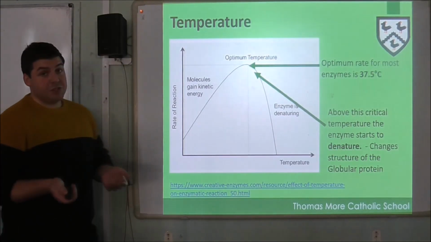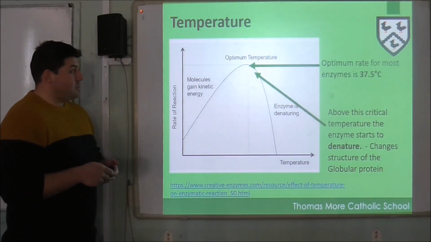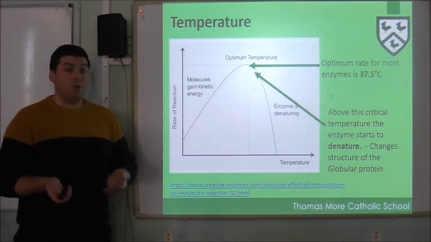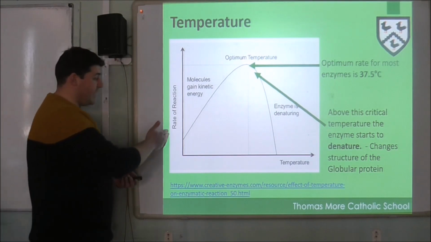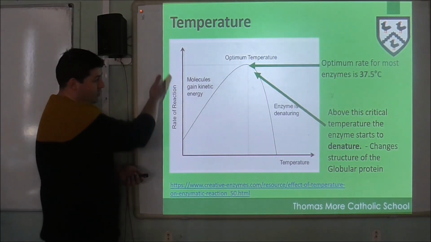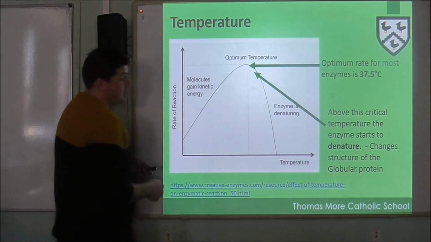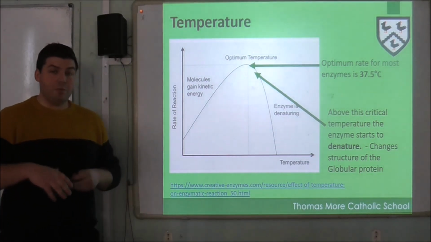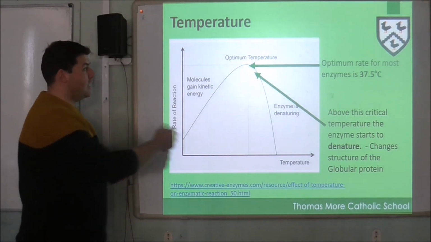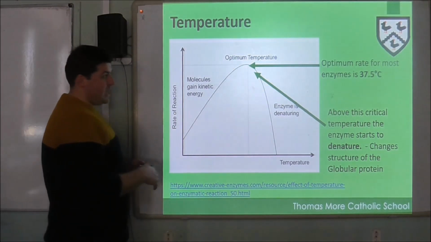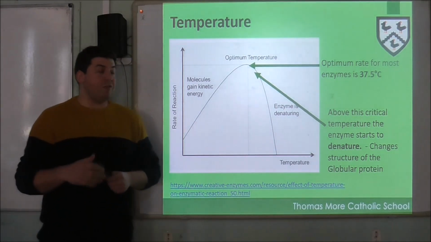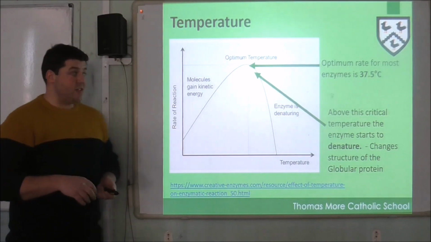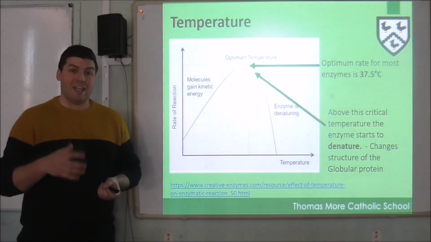Okay, so temperature. I'm sure you found out that temperature affects the rate of the reaction. In fact, up to a point, as you can see here, the rate of reaction increases as temperature increases, until you reach an optimum temperature. Now, optimum means best. Here, we obviously don't know the optimum temperature because there's no scale, but for most enzymes in the body, it's around 37.5 degrees. That's the temperature the body is regulated at.